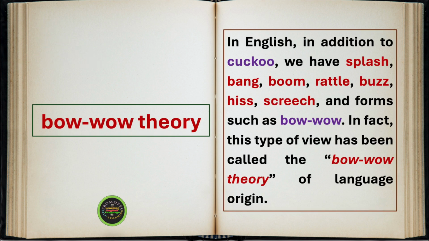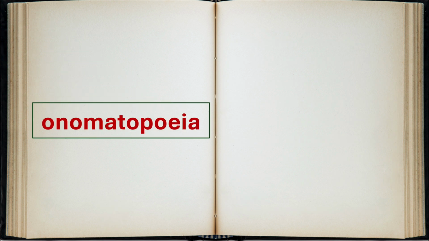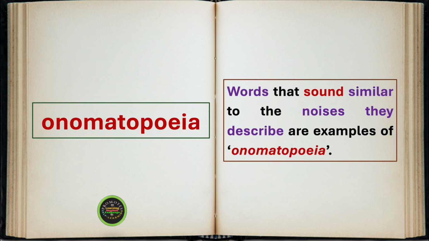We continue. Bow-wow theory. In English, in addition to COO, we have a splash, bang, boom, a rattle, buzz, hiss, a screech, and forms such as bow-wow. In fact, this type of view has been called the bow-wow theory of language origin. We continue to explore more ideas about origin of language. Onomatopoeia. Words that sound similar to the noises they describe are examples of onomatopoeia.